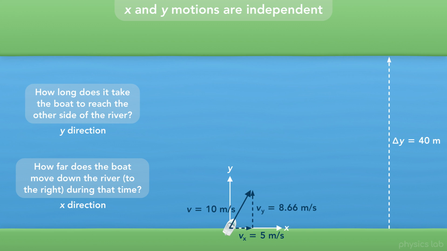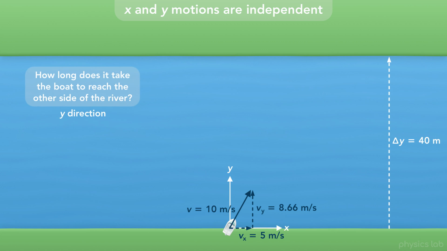So now that we know the boat's velocity in each individual direction, we can answer these questions. First, how long does it take the boat to reach the other side of the river? We know the river is 40 meters across, which means the boat has to move 40 meters in the y direction. Now that we know the boat's y velocity, we can use that to find the time. We can rearrange the equation for velocity, so we get time equals the y displacement divided by the y velocity.